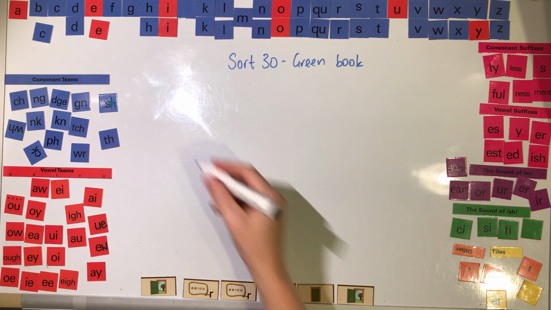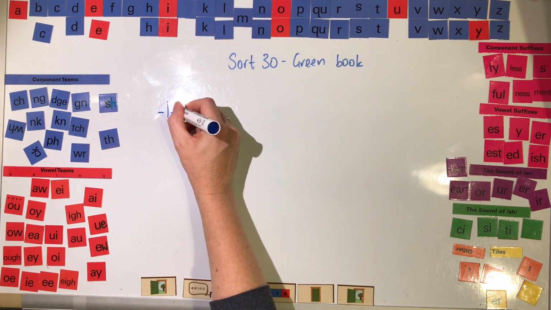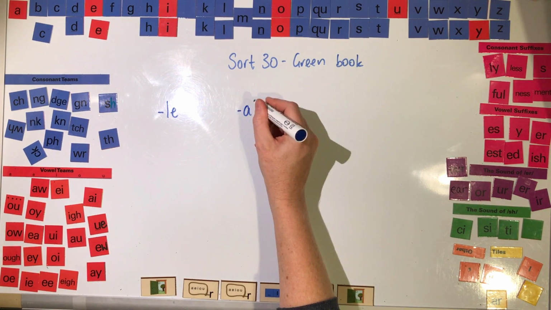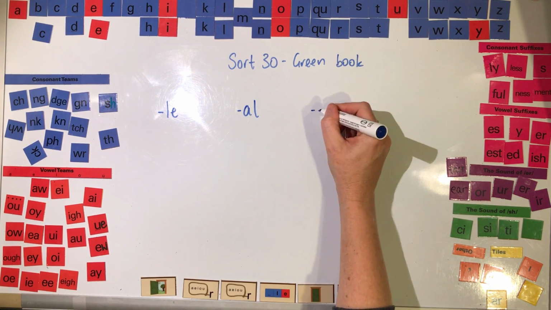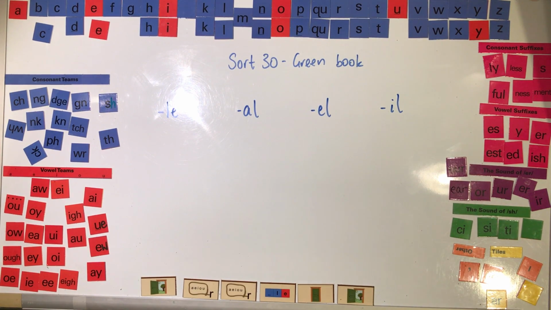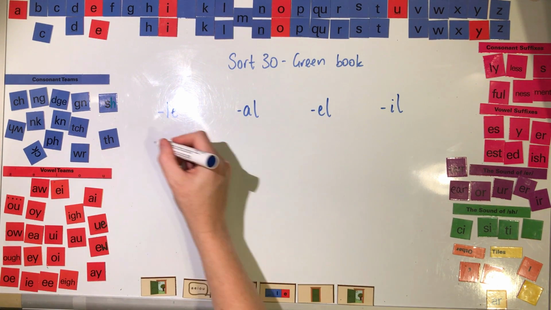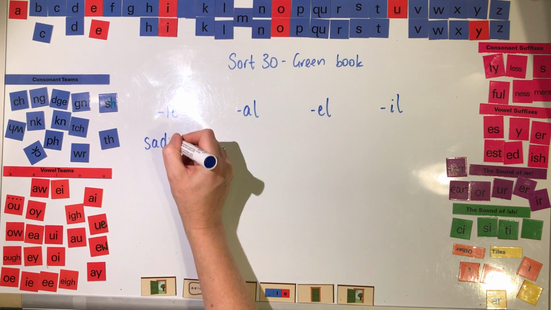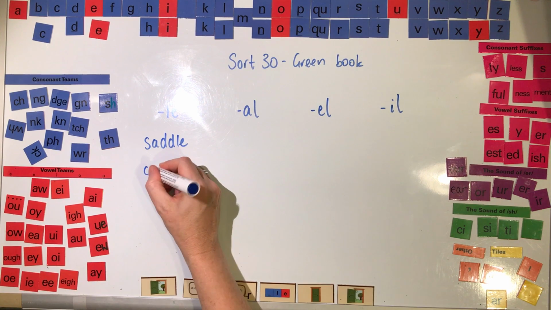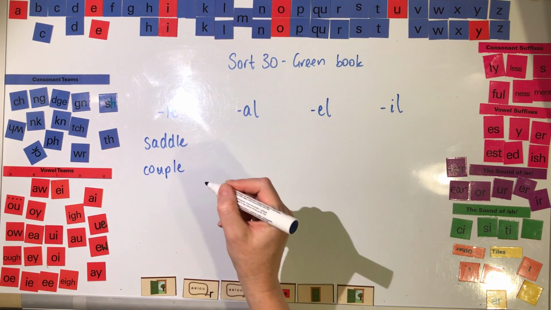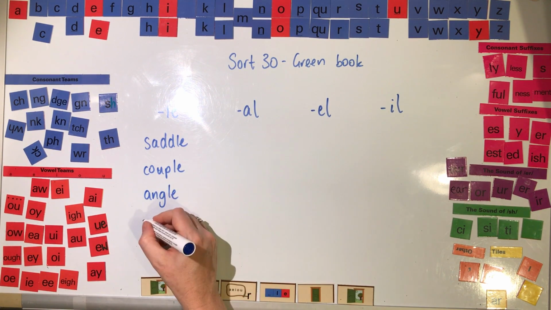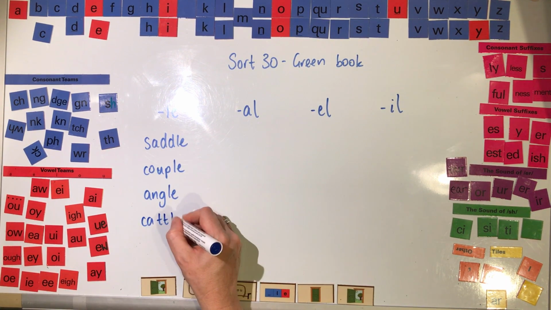Okay, I probably didn't need to write those out actually. Anyway, ul, and ul. Okay, so we've got words like saddle in the list that make the ul sound. We've got couple, angle, and as the word I gave you before, cattle.